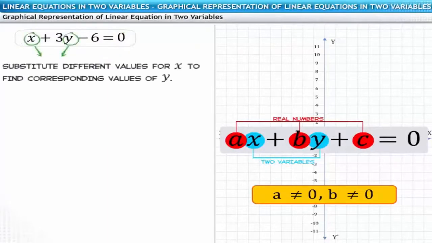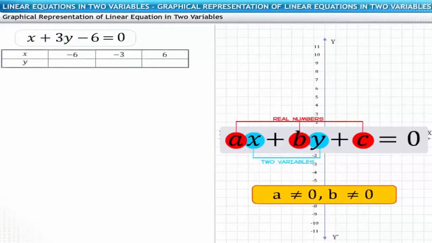The solutions of a linear equation can be obtained by substituting different values for x in the equation to find the corresponding values of y. Let's use the values of x provided in this table. Generally, small numbers are chosen so that the calculations are easy. We'll begin by substituting minus 6 as x in the equation and solve it. The value of y obtained is 4.